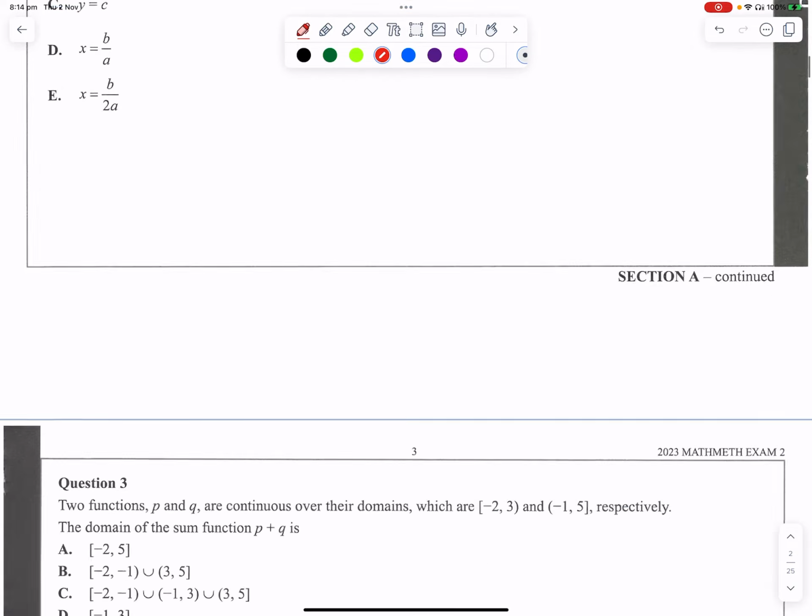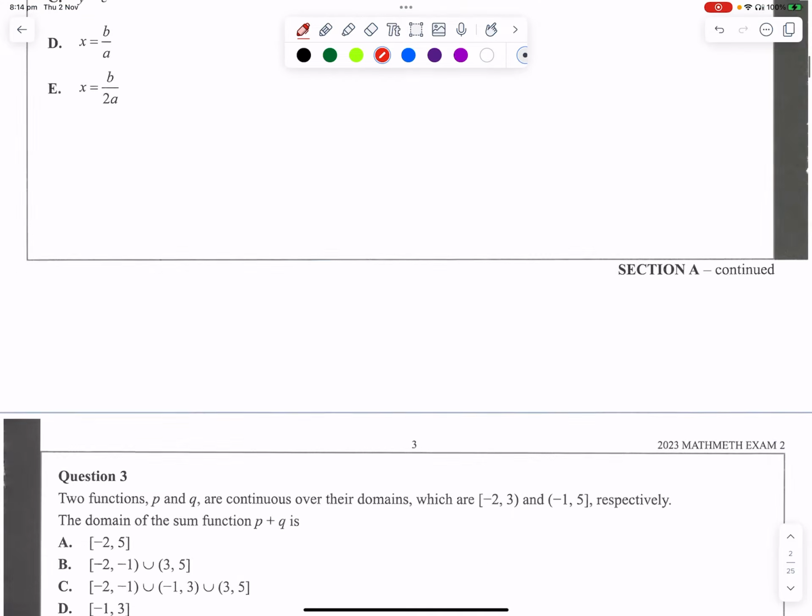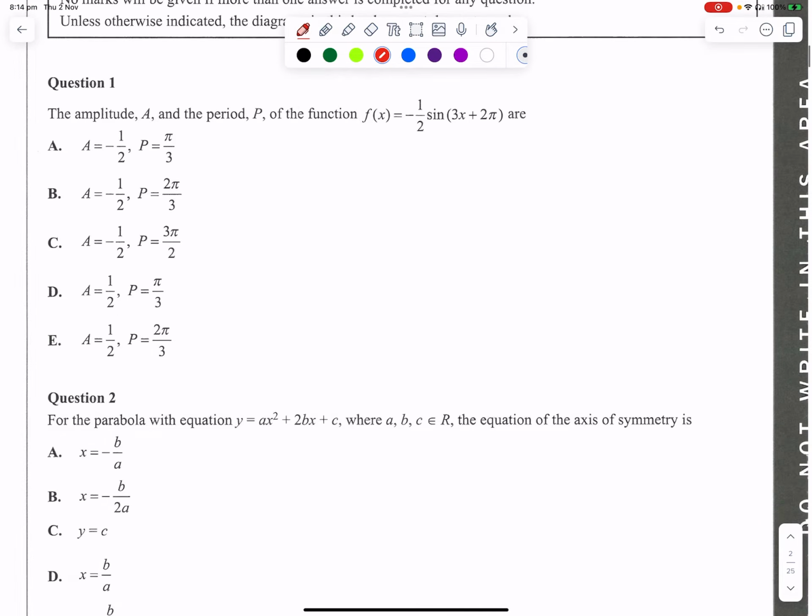I've heard this is ridiculously hard. I'm just going to smash it out. You probably don't even care how to do them, you just want to know what the answers are. Okay, the amplitude and period of that function. Well, you can never have a negative amplitude, so scrap those. It's a half, so it's one of those two.